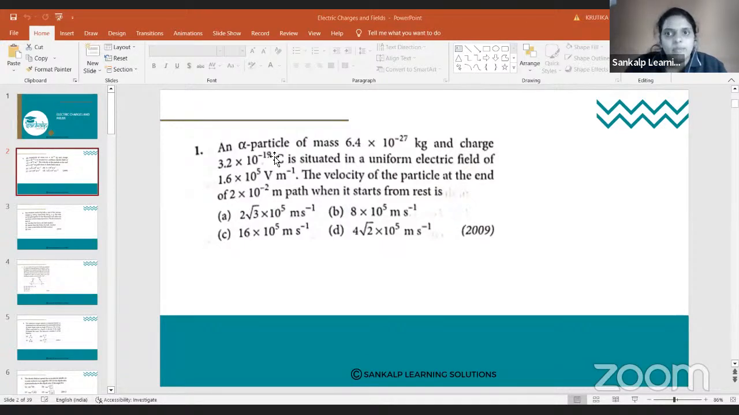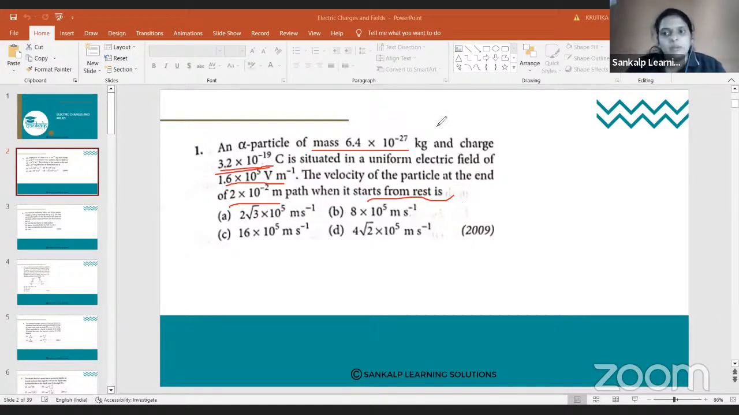So you have the alpha particle, and the mass is given. First let us see what is given here. First, we have the mass, that is 6.4 into 10 raised to minus 27 kg. We have the charge 3.2 into 10 raised to minus 19 coulomb. Then the electric field is given, 1.6 into 10 raised to 5 volt per meter. The distance traveled is 2 into 10 raised to minus 2 meter. And it starts from rest, which means, as you all know, initial velocity is 0.